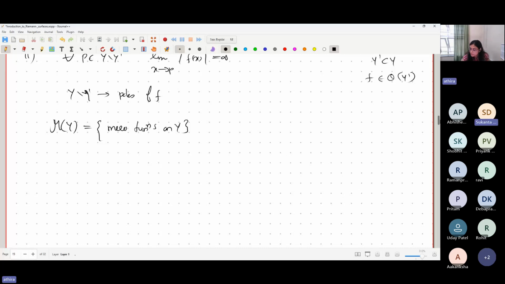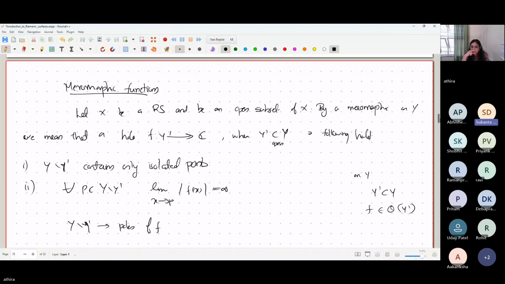Can you please elaborate the first sentence of the definition? Can you repeat it? Let X be a Riemann surface and Y be an open subset of X. What does it mean?